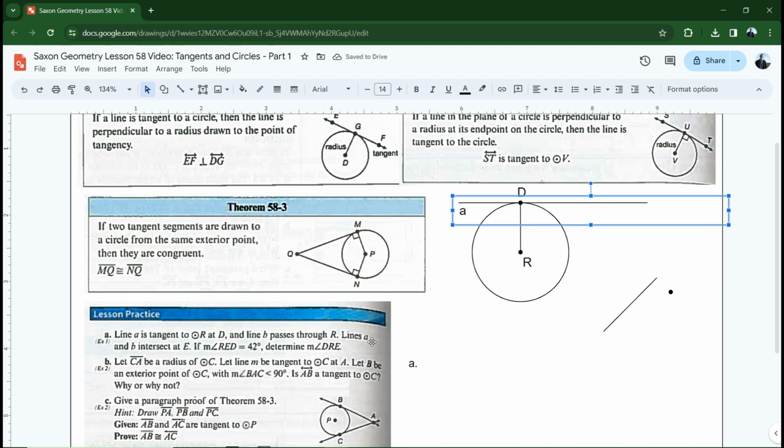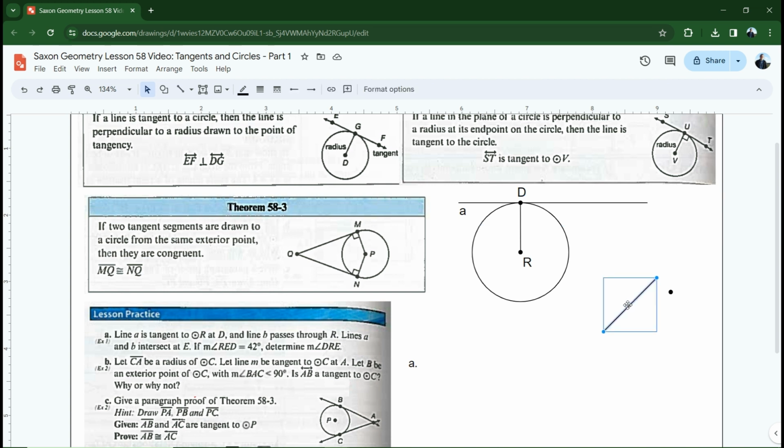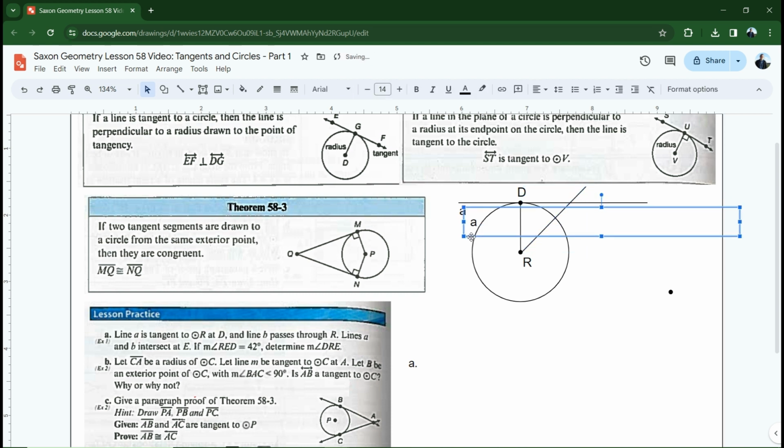And then let's see. Lines, and then we have a line B that passes through point R. Notice it's not circle R, it's point R. So that means that this line is going to have to pass through R like that. This is going to be line B. Let me just extend line B a little bit. There we go. Okay. We're going to label line B.